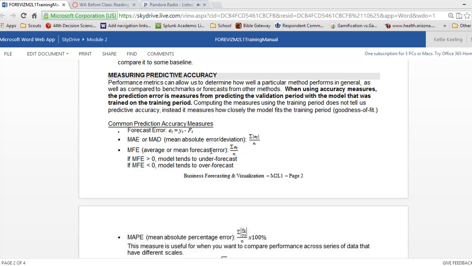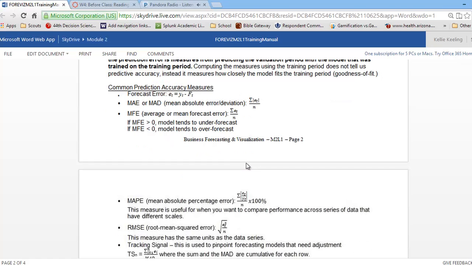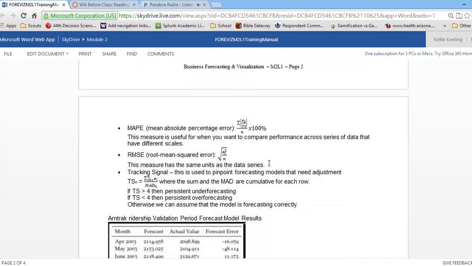An average or mean forecast error. In this case, we actually keep the sign so that we can tell if it's under or over forecast. So if we have a positive or negative number, that's going to give us some additional information.